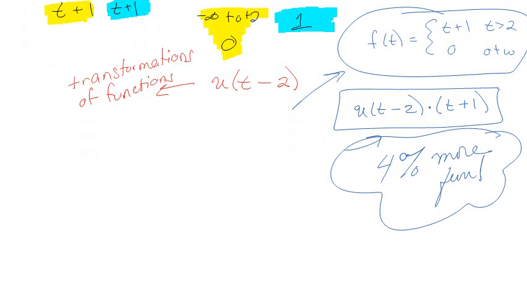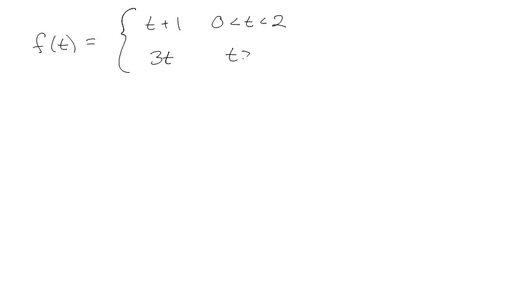Okay, let's do this. Now most of the time piecewise functions are a little bit more complicated than just 1 blah blah blah or 0 otherwise. Usually they're going to be something along these lines, where maybe it says t plus 1 for t going between 0 and 2, and then maybe it's, I don't know, 3t for t greater than 2, okay? Now this is where things get kind of weird.